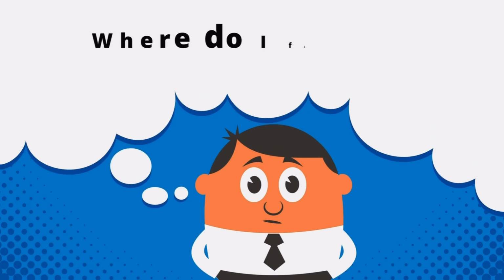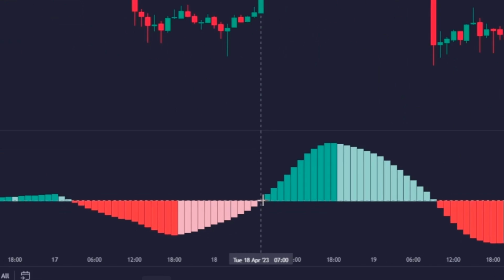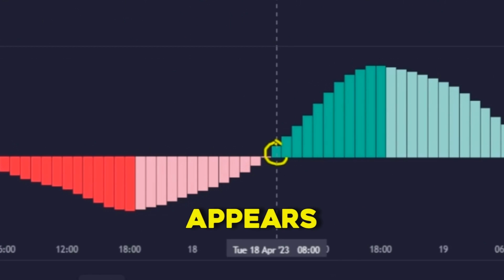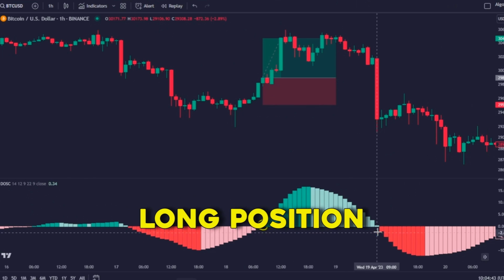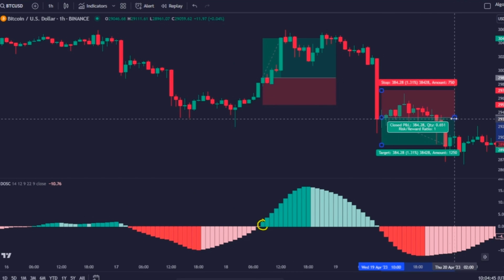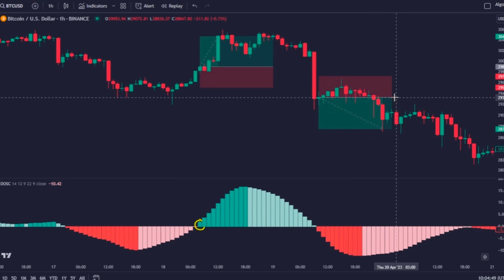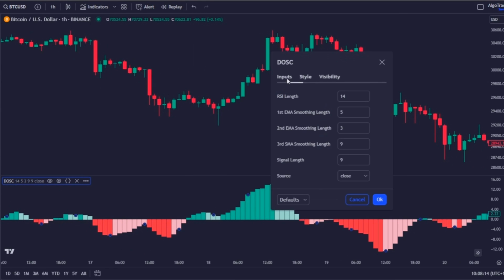And how do you know where to find the signals? It is very simple. When the histogram bar flips from under to above the zero line, so when the first green bar appears, it means it can be a good opportunity to enter a long position, and when the opposite is true, it means the momentum may drop, and so it can be a good time to enter a short position.